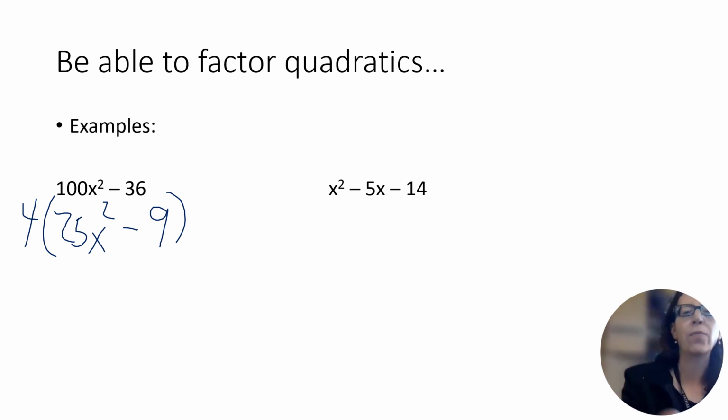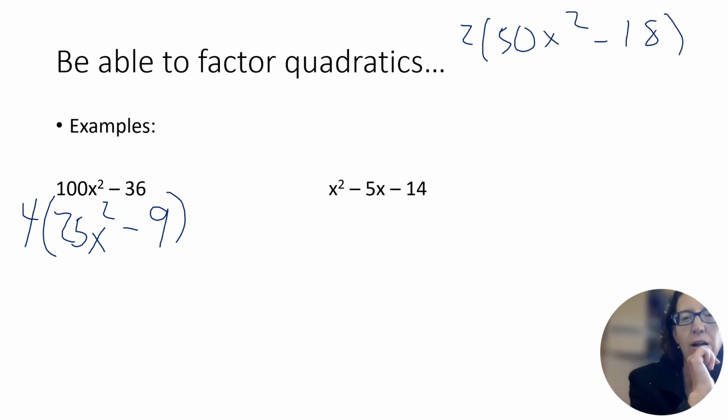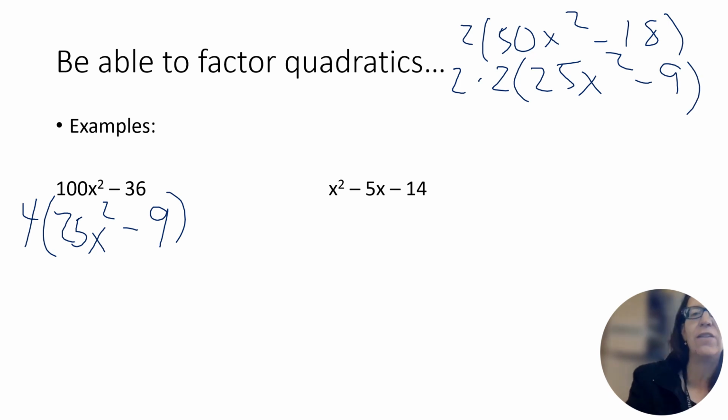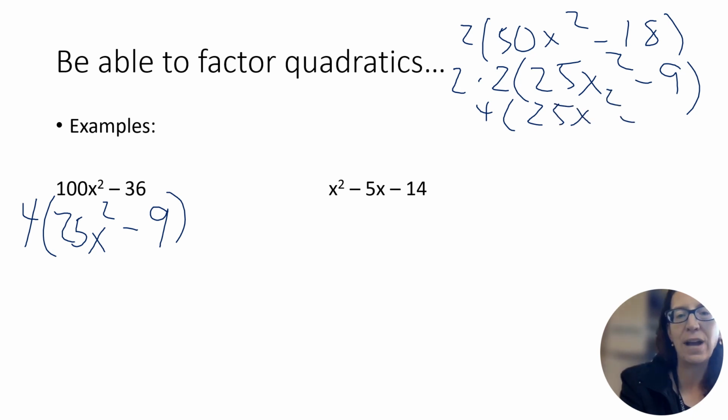If you factor out the 2, you'll end up with 50x squared minus 18, and then you kind of stall out. Or you would notice that 50 and 18 are both even, which means you can get another 2 out of it, and so you end up with the 4. 2 times 2 is 4. So you can get there that way as well. It's just doing it in 2 steps instead of 1.